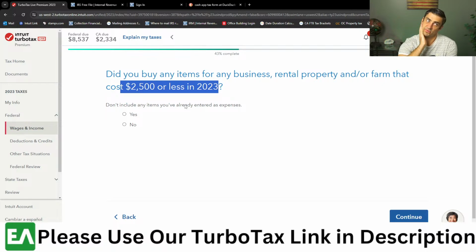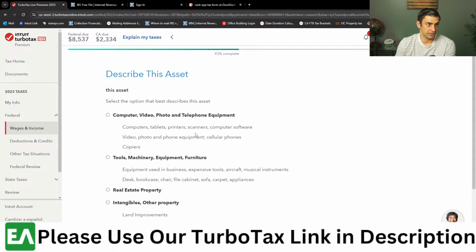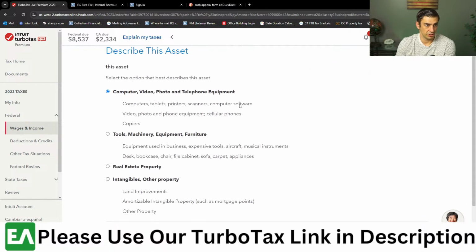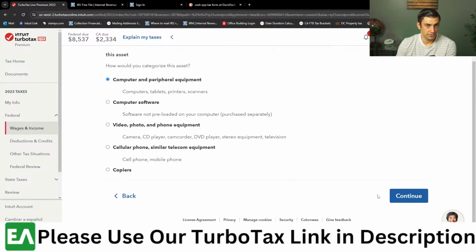Man, it's rare that people do buy an asset that's over $2,500. It's not like a car. Man, what would you buy that's more than that? I guess for business, like a trailer, or, I don't know. I guess big businesses would do something like that. But I guess they've got accountants doing this stuff. So we're going to say no, nothing's over $2,500. Did we make improvements to the building? No. We're just going to say this is a computer. There we go. Super common, right? Computer. There it is. Continue.